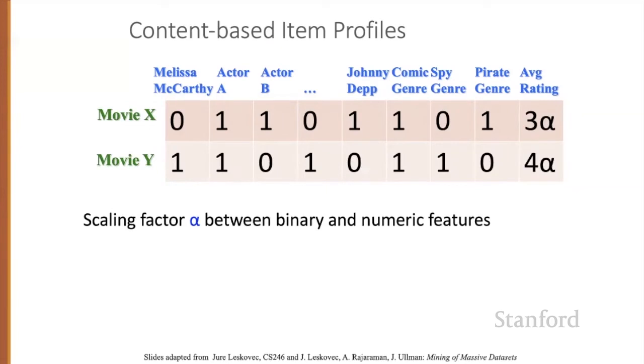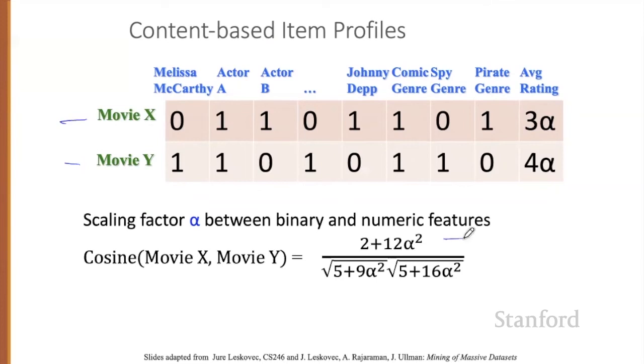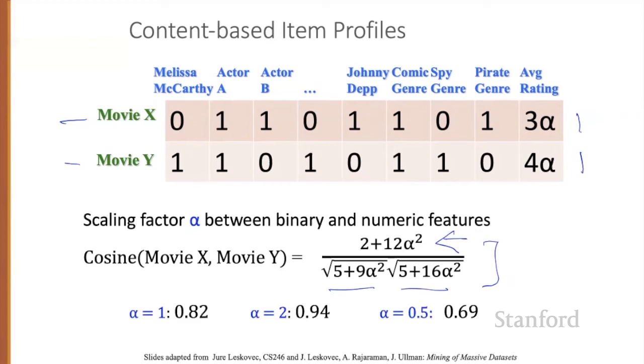If we compute the cosine of the angle between the vectors for movies X and Y, we can see that their dot product is 2 plus 12 alpha squared, and the lengths of each of the vectors are square root of 5 plus 9 alpha squared and square root of 5 plus 16 alpha squared. So there's the cosine of the angle between the vectors. If we choose alpha equals 1, that is, we take the average ratings exactly as they are, then the value of that expression is 0.82. If we use alpha equals 2, that is, we double the value of the ratings, now the cosine is 0.94.